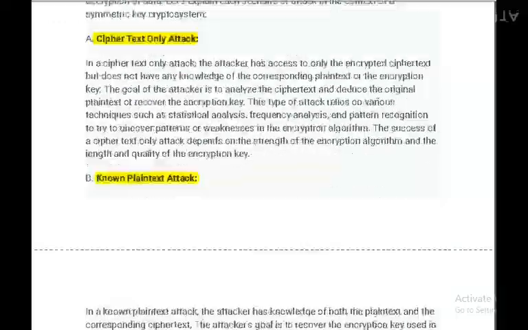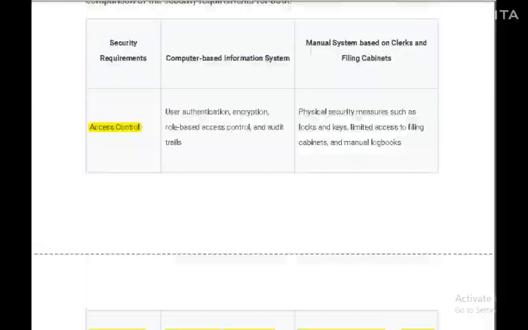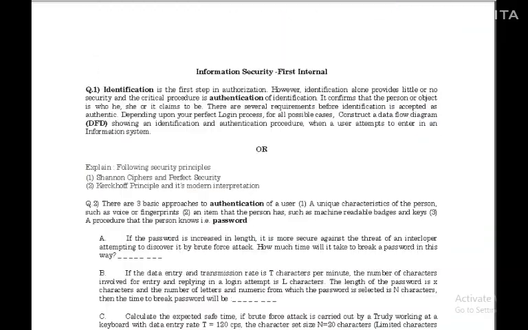So here we have discussed all the questions that were asked in the first internal exam for the year 2023 of the subject Information Security, which was made by Dr. Shaligram Prajapat sir.